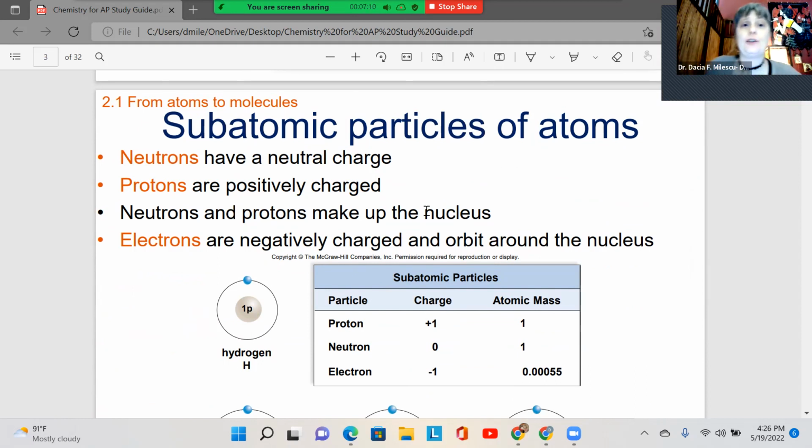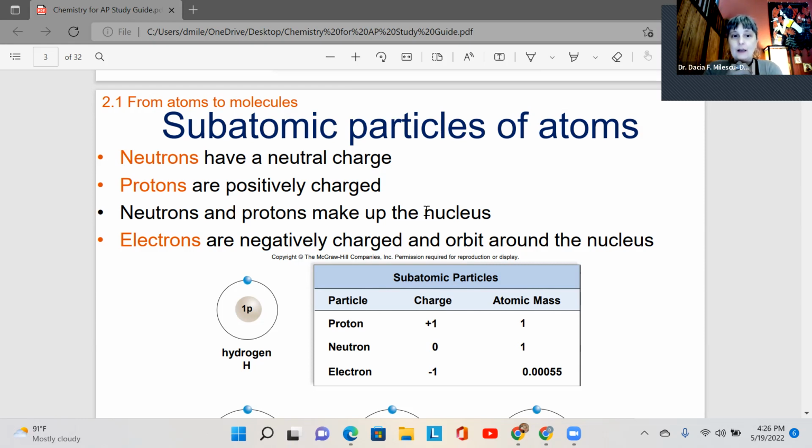Let's go into understanding the components of atoms. So the components of atoms are neutrons, protons, and electrons. Neutrons have a neutral charge. Protons are positively charged. Neutrons and protons make up the nucleus, the center, the core, okay? So positively charged protons, P for positive, protons are positive. Neutrons do not have a charge, they're neutral, and they reside in the nucleus at the center.